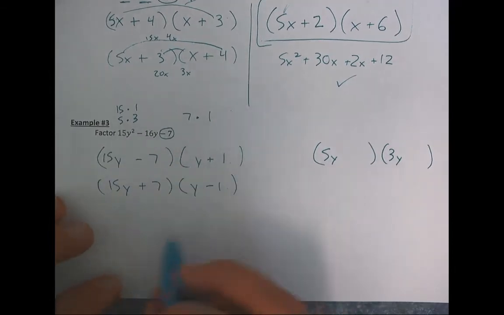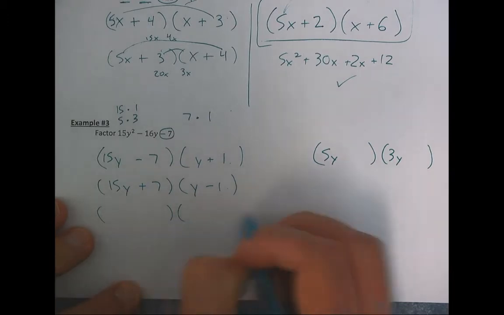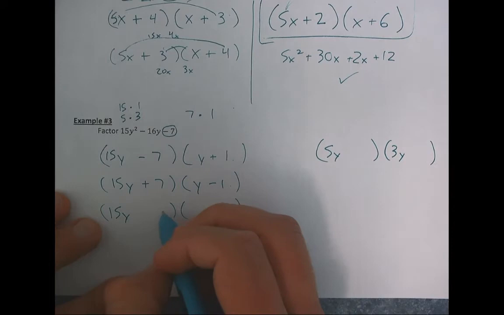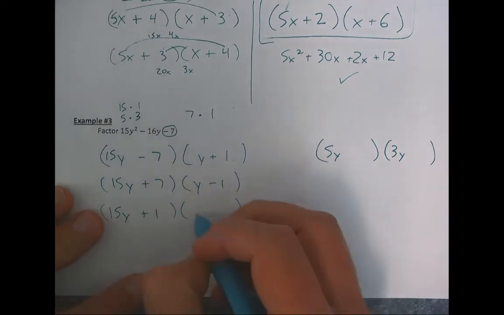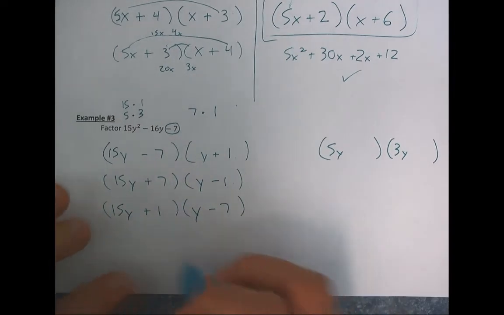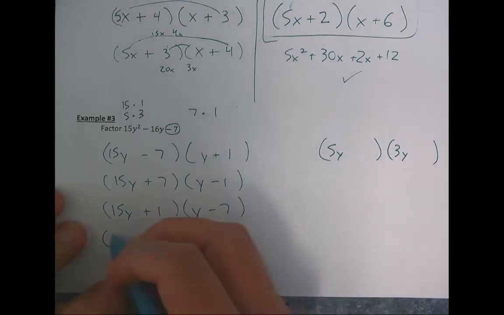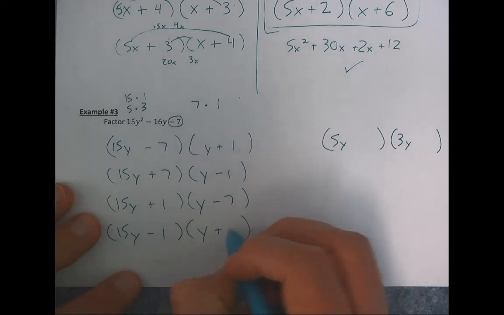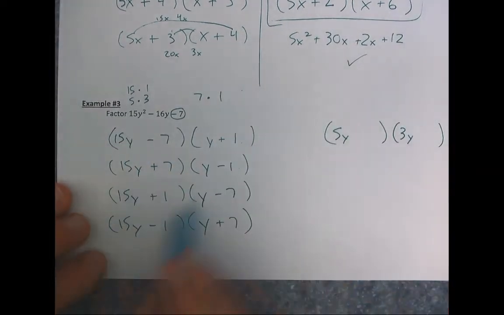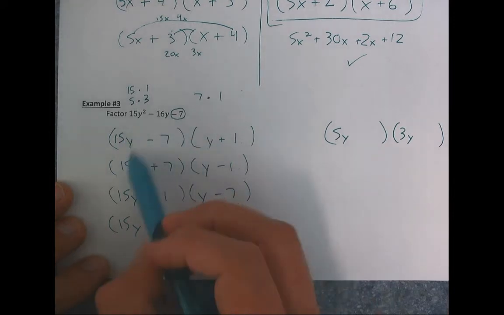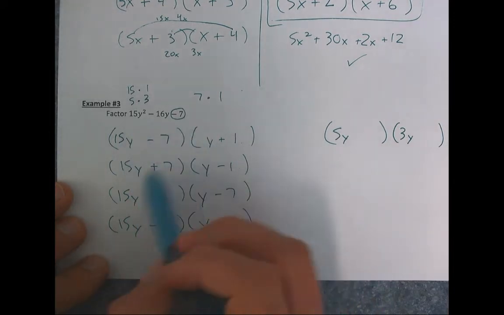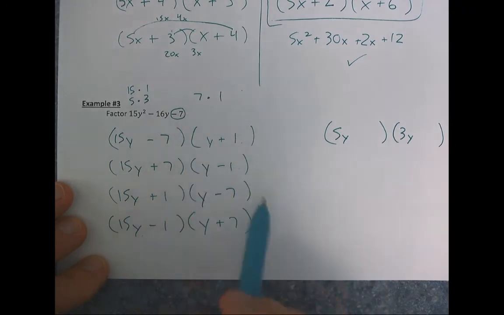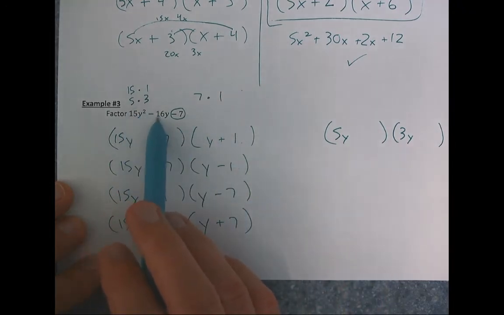We'll test the rest out in a second. We're going to write them all out for this one, which you don't have to do every time. And we could also switch locations here. We could put the 1 here and a negative 7 here, or we could put a negative 1 here, a positive 7 here. So again, let's break down what we've got here so far. All of these are going to create a 15y squared up front. All of these are going to create a negative 7 at the back. We're hoping one of these creates a negative 16.